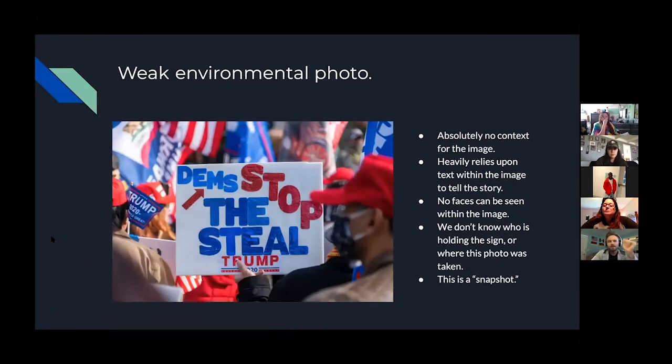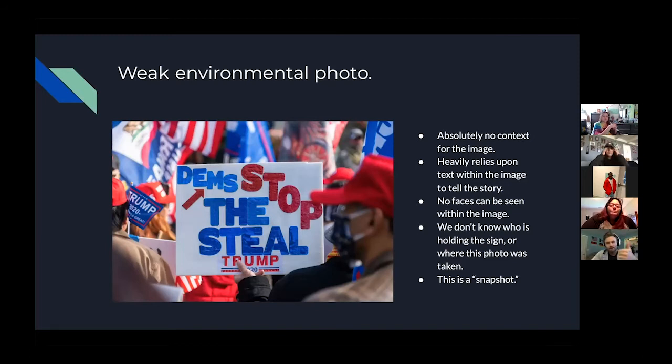To me, I would see this as a weak environmental photo. This is actually specifically a photo that was published in our election coverage that I took that Stu criticized us for having in there. There is no context for it. I mean, the only context you see is that it's a Trump sign against Democrats. And it relies upon the text within the image, just as I said earlier. It's relying upon the text to tell you what's going on.